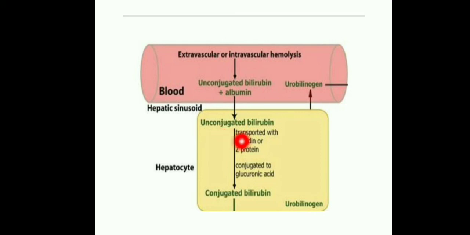Next it is transported with ligandin or Y protein. I said previously, what is the function of ligandin? It converts the unconjugated bilirubin into the conjugated. The glucuronic acid is converted into the conjugated bilirubin, and it may produce urobilinogen, and then it is excreted. This is about extravascular or intravascular hemolysis.